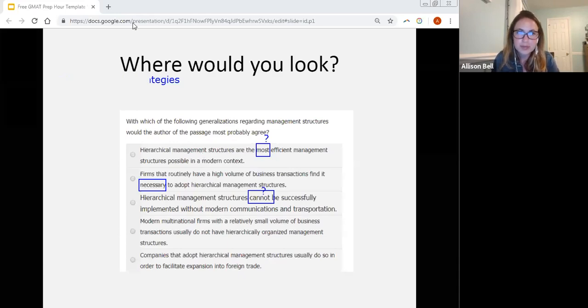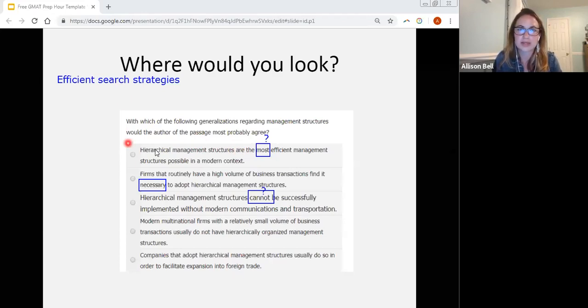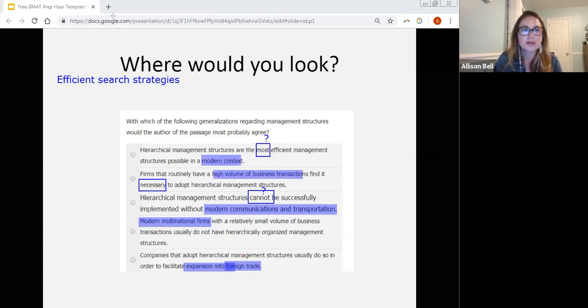Nouns, yeah, that would be a great way to describe it, but in particular, concrete nouns. Nouns that are kind of attached to something that you can picture, something that will be easy for you to search for. So I might, for example, search for modern multinational firms. Just glancing at that, I remember that they primarily talked about that in the first and third. I might look for foreign trade and expansion into foreign trade. I should be able to find that. I might look for modern communications and transportation. I might look for high volume of business transactions. I might look for modern context.